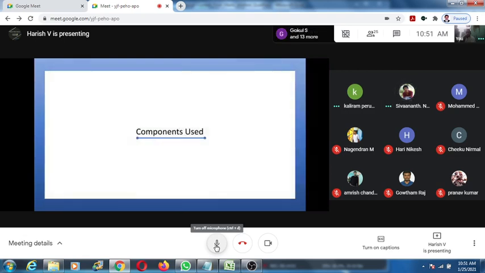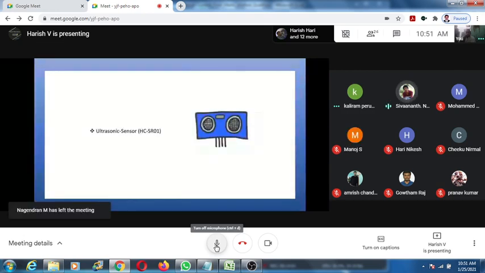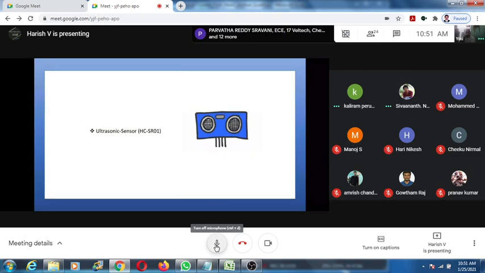Components used: Arduino UNO board, ultrasonic sensor. Ultrasonic sensors are devices that generate or sense ultrasound energy. Next, Arduino board.